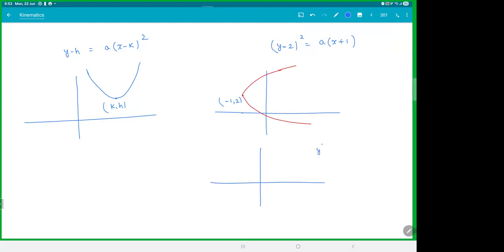This was the basic graph, isn't it? y square is equal to ax. y square is equal to x looks like this. So when you added plus 1, you shifted it by 1 backward. When you subtracted 2, you shifted it upward by 2 units. So the parabola came back by 1 and went up by 2. You're getting what is the meaning of those graphs? That's one way to think about it when you draw the graph.